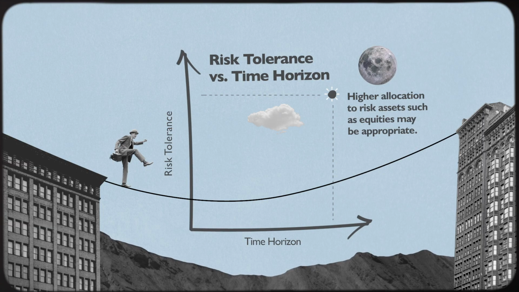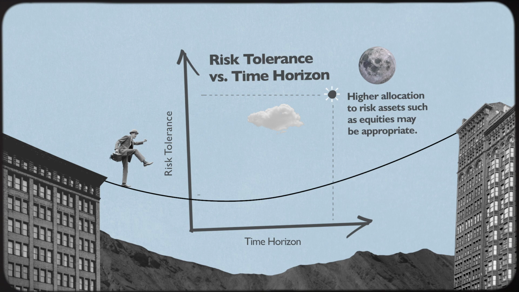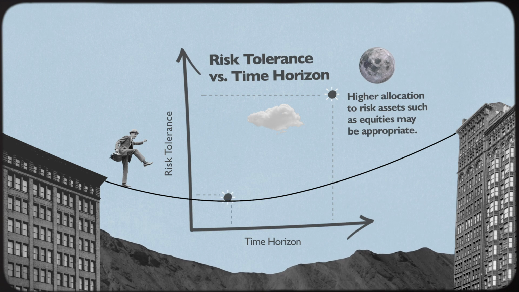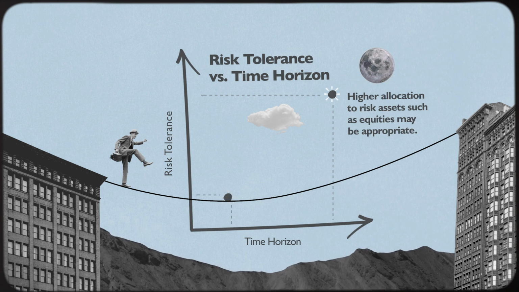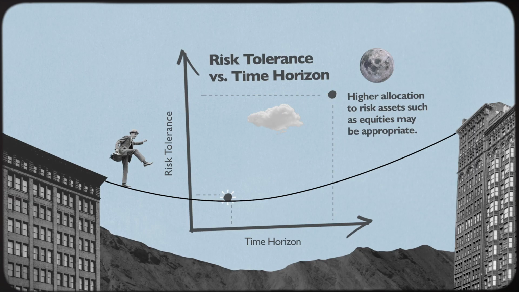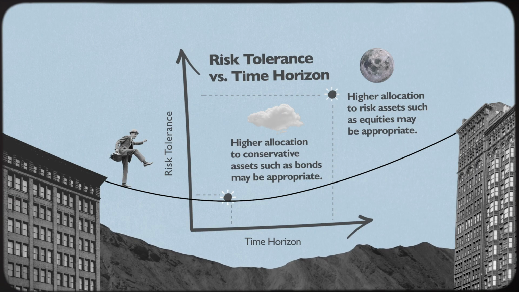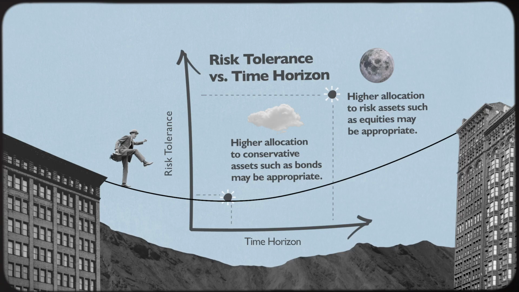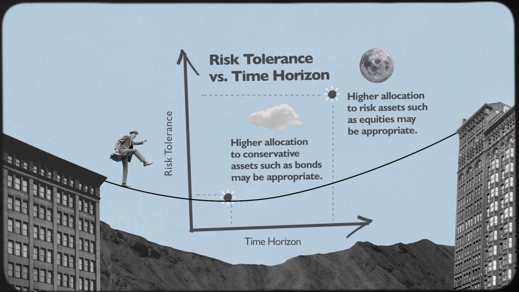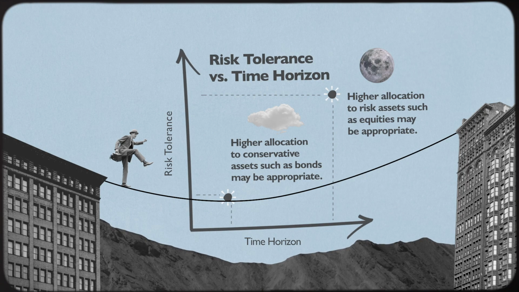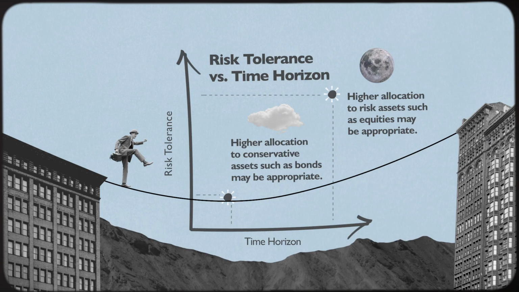potential but higher risk. On the other hand, if your risk tolerance is low or you need access to your cash in the near term, you have a lower ability to sustain losses and should have a lower allocation to riskier asset classes. This means a larger portion of your investments should be in more conservative investments like fixed income.